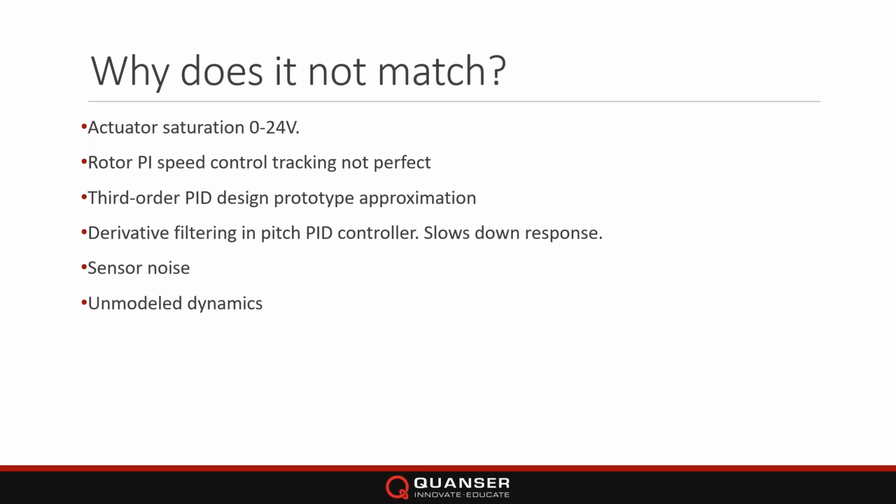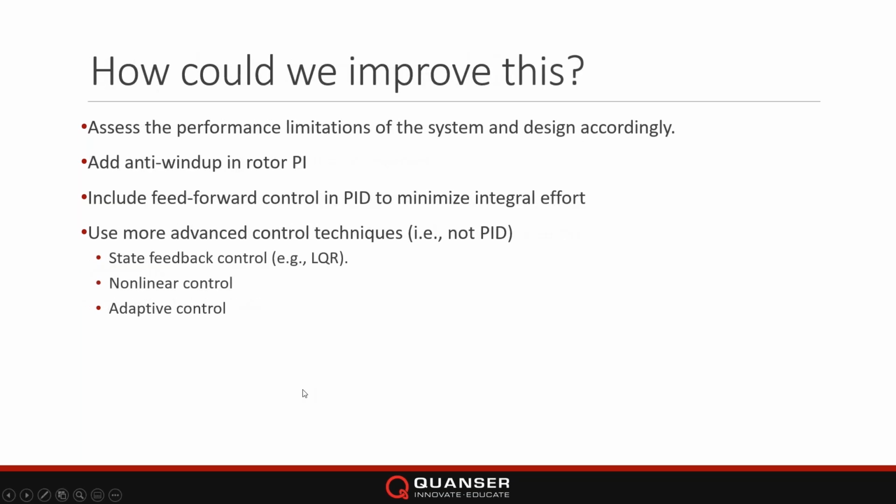Finally, there's always going to be some unmodeled dynamics. So even though the system identification was very accurate, that was a linear model, there might still be some unmodeled dynamics there that come into play, but I wouldn't say that's a major factor. The top ones are the main ones. So how could we improve it?